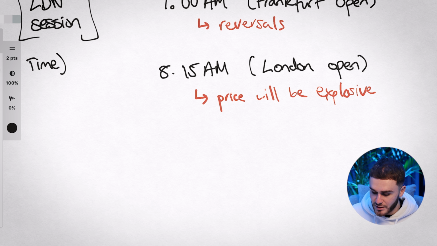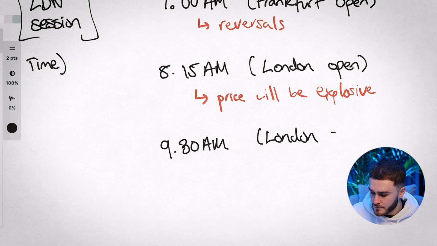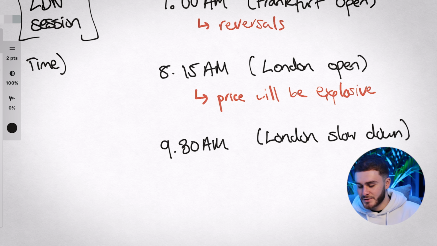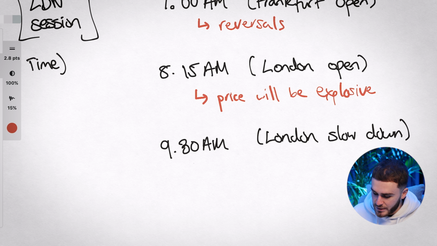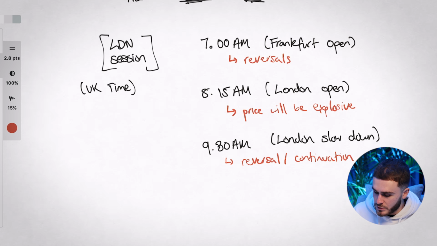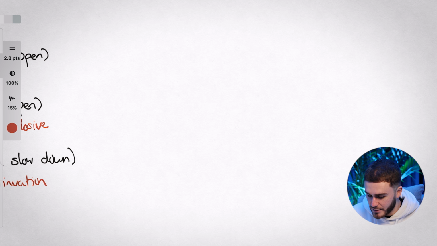Then another one during London session is going to be 9:30 a.m. And one thing, I like to call this the London slowdown. So at 9:30 a.m., that is where we get a reversal or a continuation. So I'm just going to show you what that even looks like.